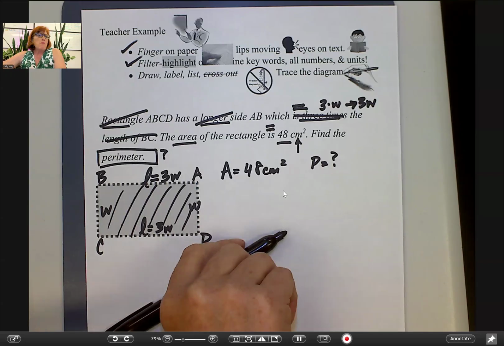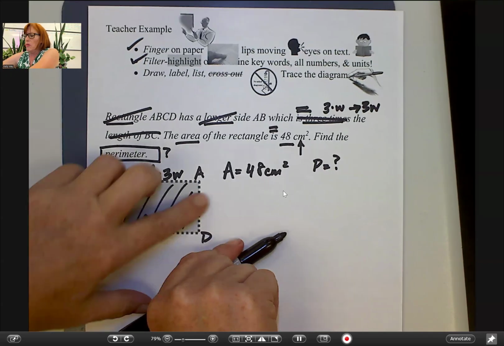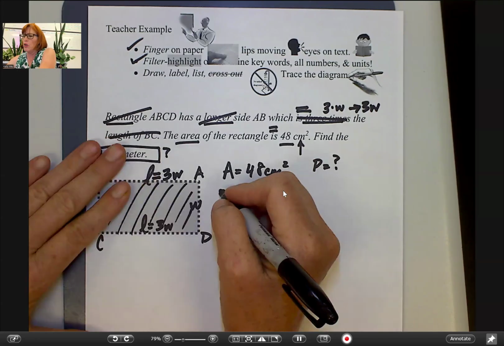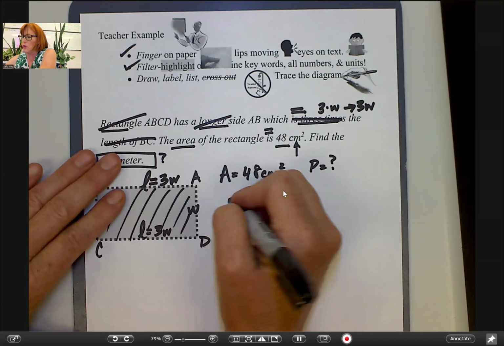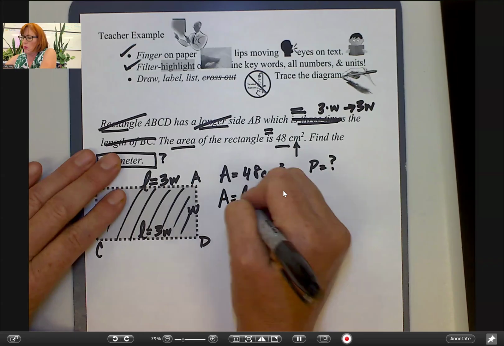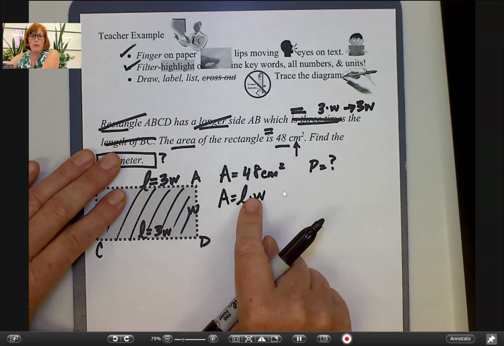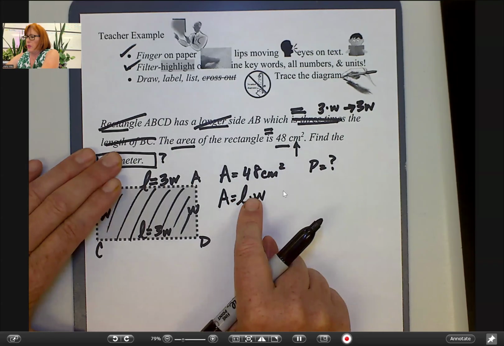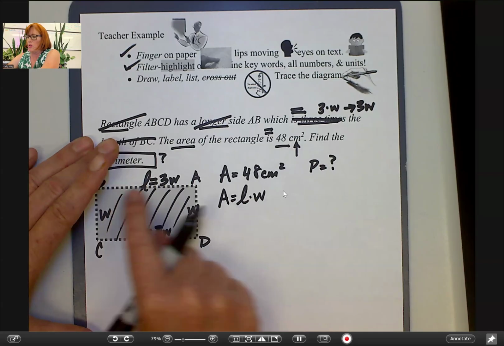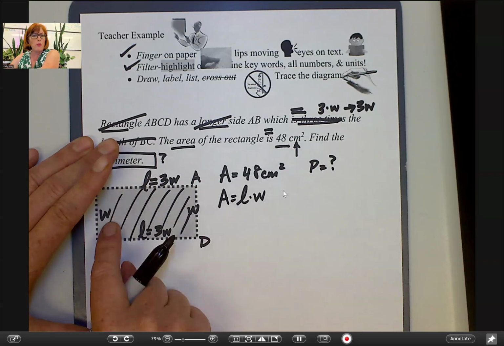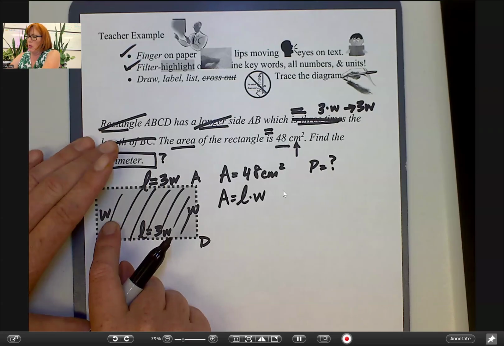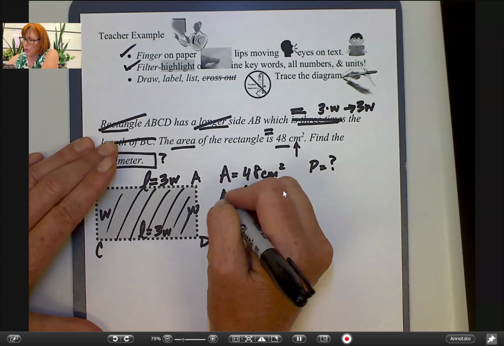Let's see. What do we have? Well, we have area, which means if you look in your reference booklet or your previous lesson, you could at least write down the equation for area. Let's see, what else do I have? I know this is 3W and this is W. Let's see what we can do here. See if we can circle, plug, chug something. I circle A for area.